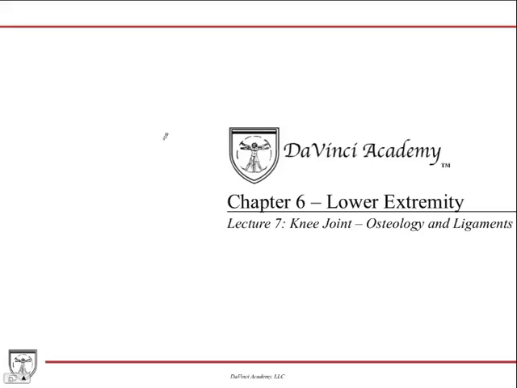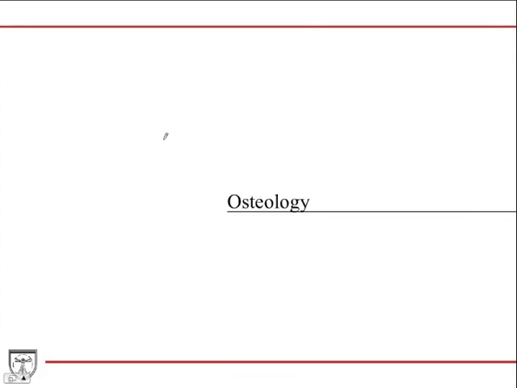Alright, so this is the first of the two lectures about the knee joint, and in this lecture we're going to be going over the osteology and all those important ligaments at the knee joint. So first the osteology. We're going to cut to the skeletal model for a second here.